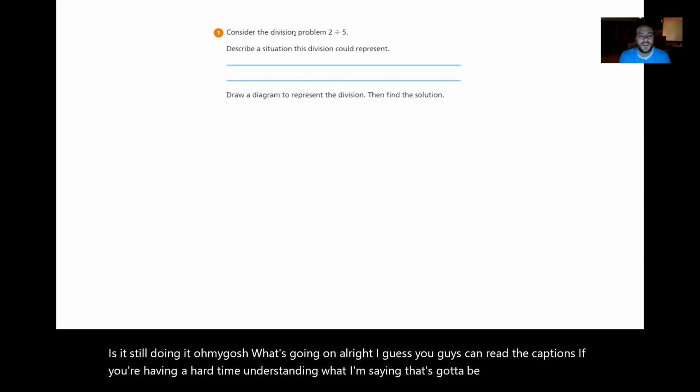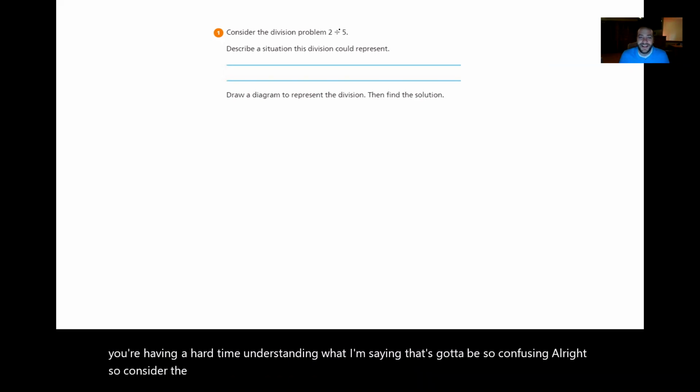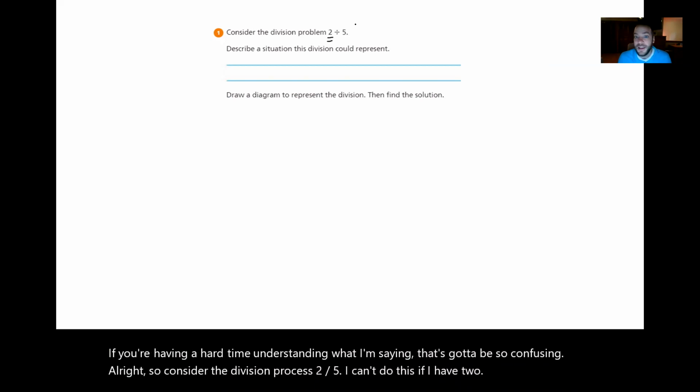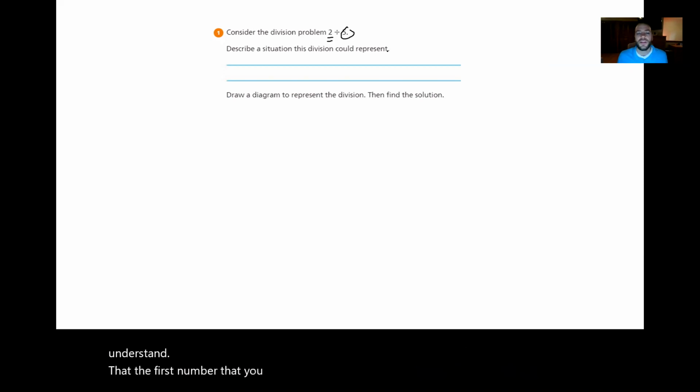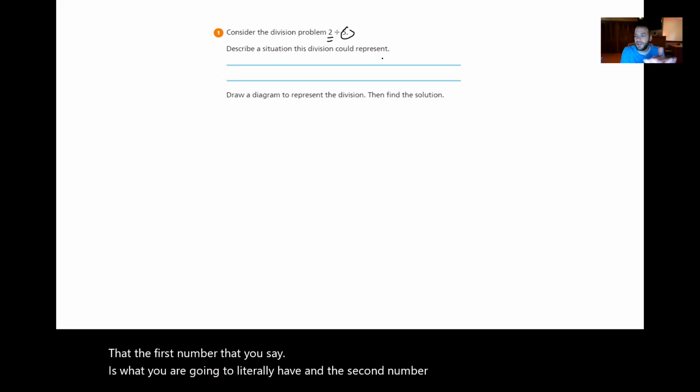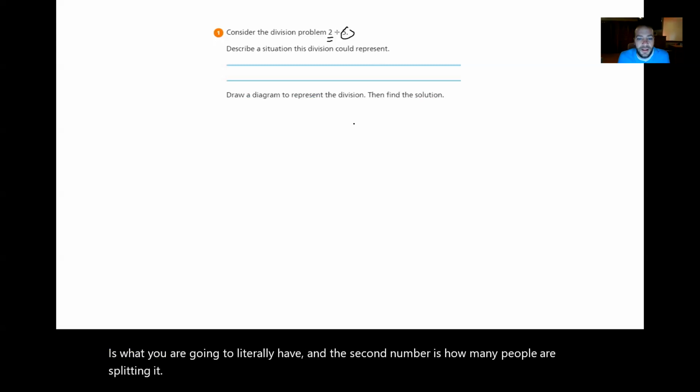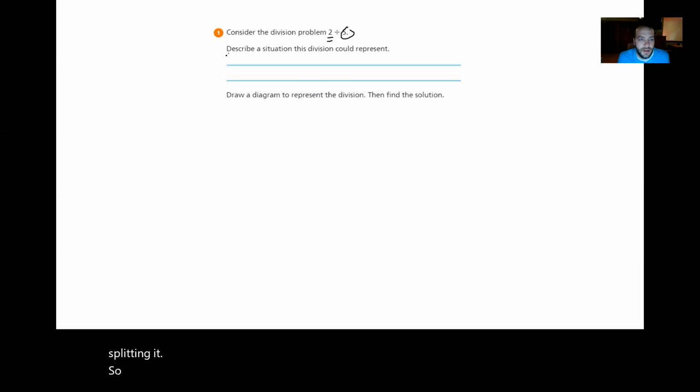All right, so consider the division problem 2 divided by 5. I can't do this. If I have 2 pounds of chicken and 5 people are splitting it, that's a perfect one. Now you have to understand that the first number that you say is what you are going to literally have. And the second number is how many people are splitting it. So that's what I'm going to say. I'm going to say I got 2.